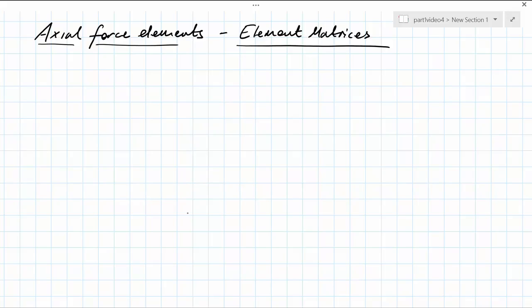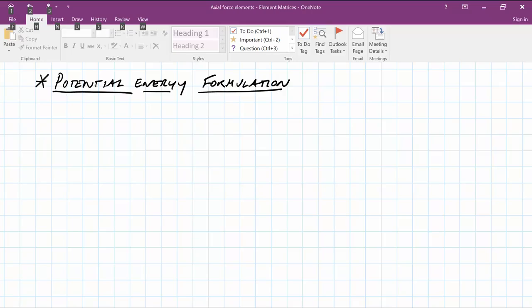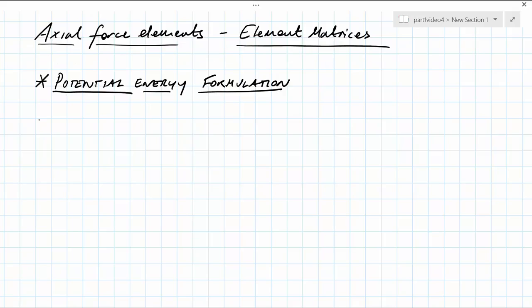In this video, we will derive the element stiffness matrix for an axial force element starting from our previously derived potential energy formulation. This approach is more systematic than the previous method and can be easily extended for application to other element types.